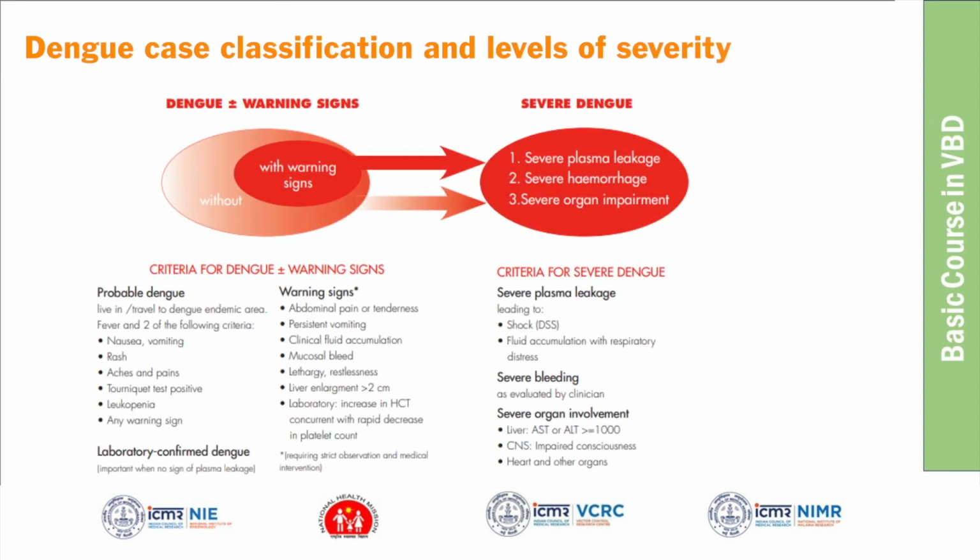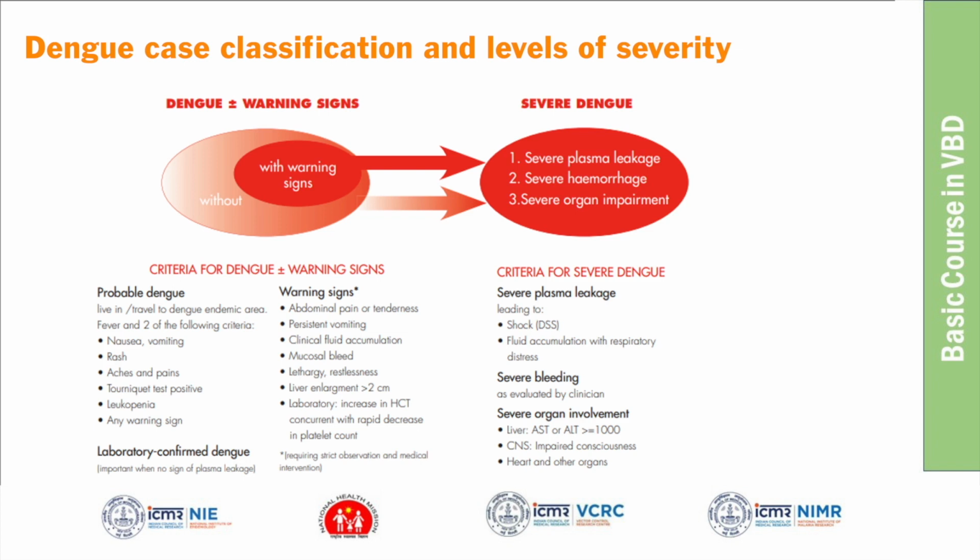Coming to the definitions, in 2009 WHO revised the dengue case classification to classify dengue infection based on the levels of severity. So as per WHO, we are supposed to classify dengue infection as severe dengue, and then dengue with warning signs and without warning signs. You can see below what the warning signs are.